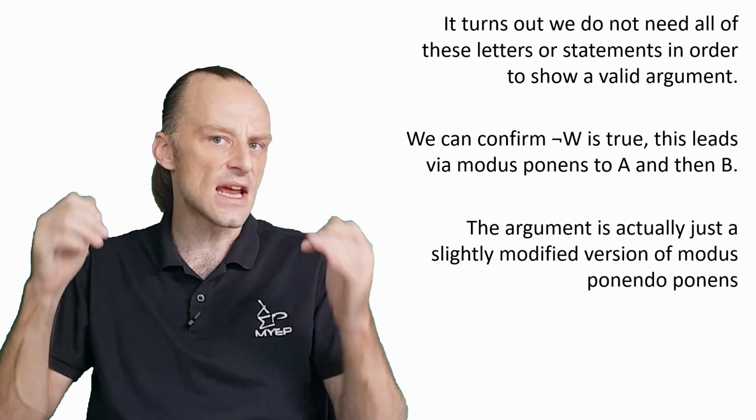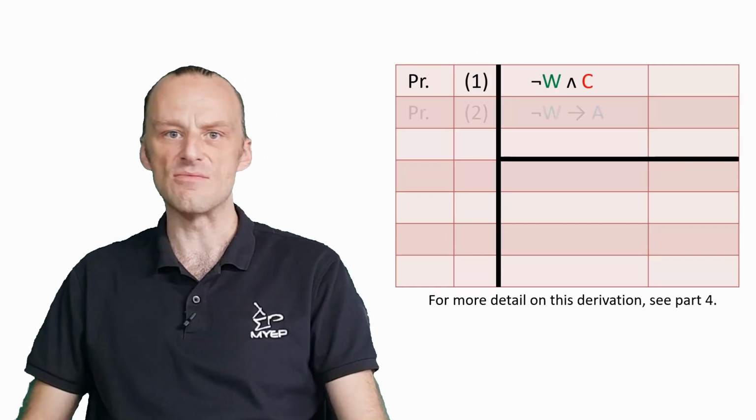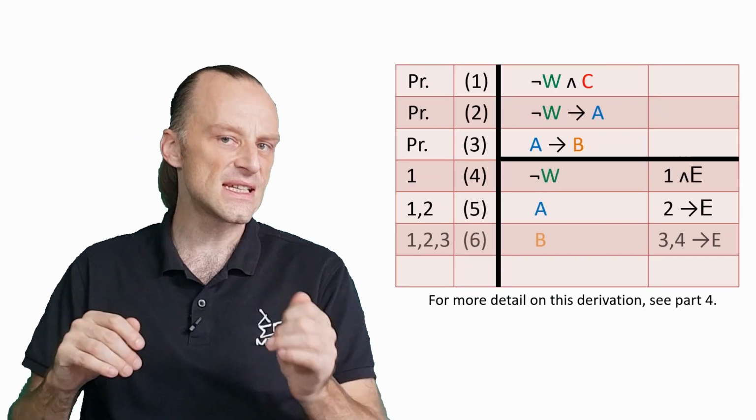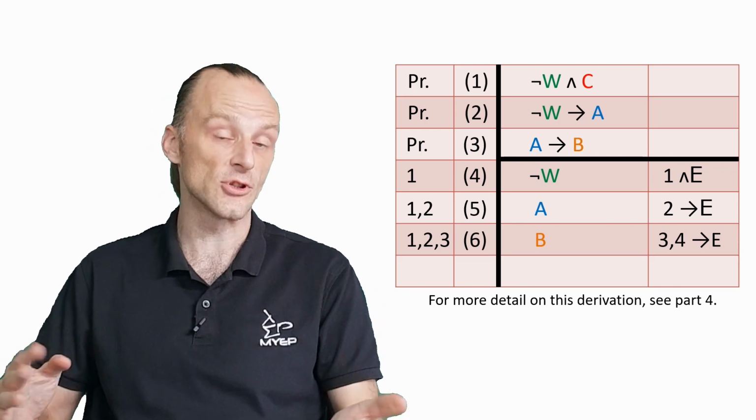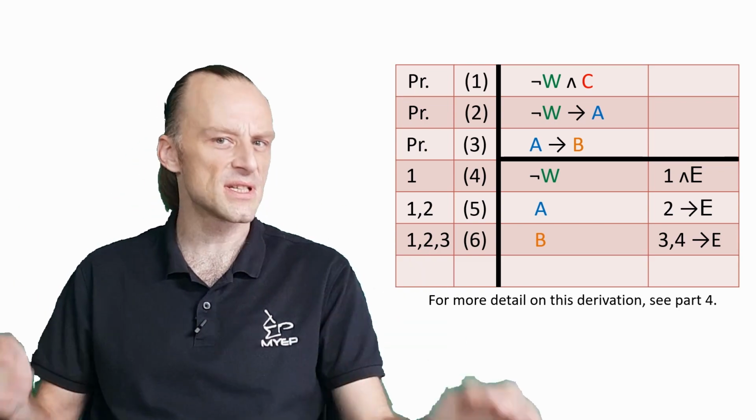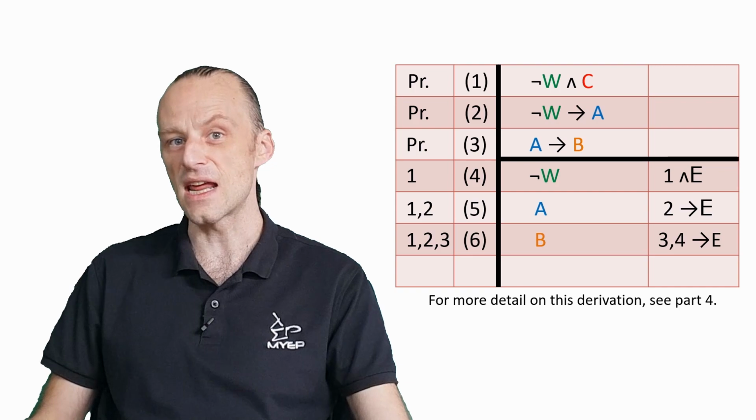So here then is the derivation that uses our 3 remaining premises. Notice that I have left C included, although the rest of the derivation requires only not W. There is a sense though in which C is needed, and we'll come back to that in a moment.